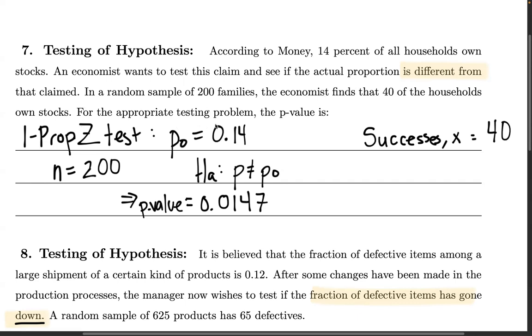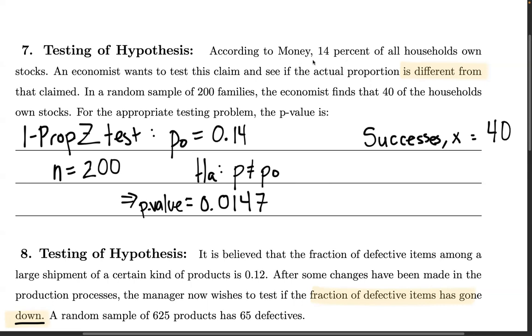For the appropriate testing problem, the p-value is, okay, so here we're going to use a 1 prop z test. And our hypothesis is going to be that P is not equal to P naught. And because we have these keywords here that are highlighted, we have "is different from." So in other words, that means not equal to. So our P naught is 14% or 0.14.